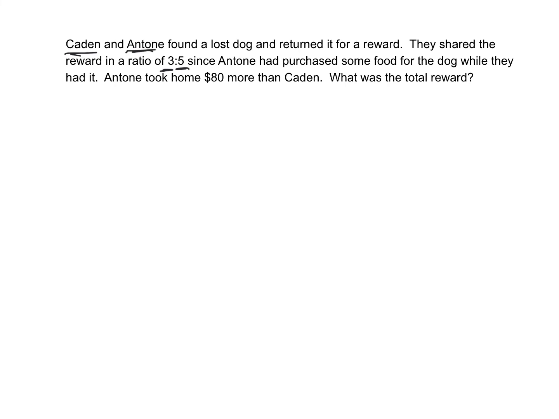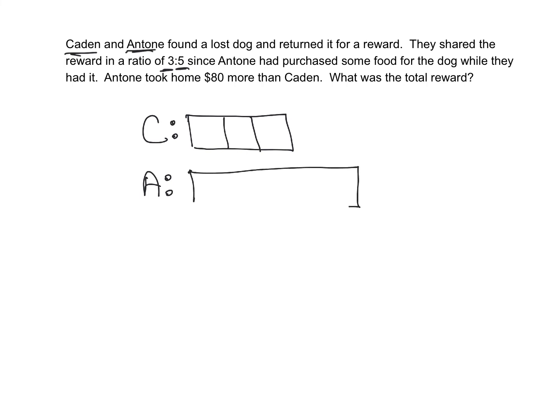I could still set this up as a big block, but since this is a part-to-part ratio, I'm going to show Caden's part and Antone's part separately. It's a 3 to 5 ratio, so Caden's block is going to be split into 3. Antone's getting a bigger block because he got more money. His is split into 5.